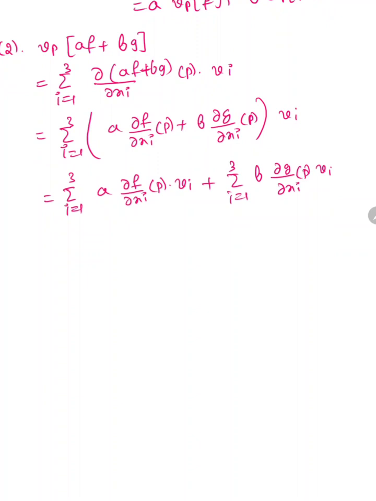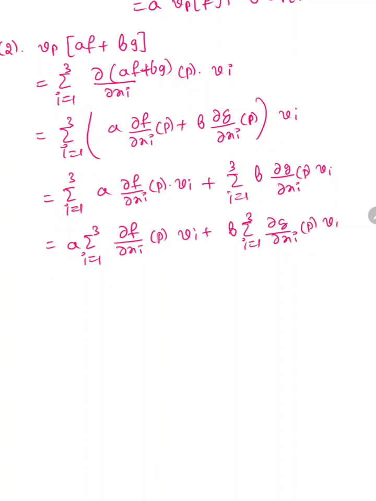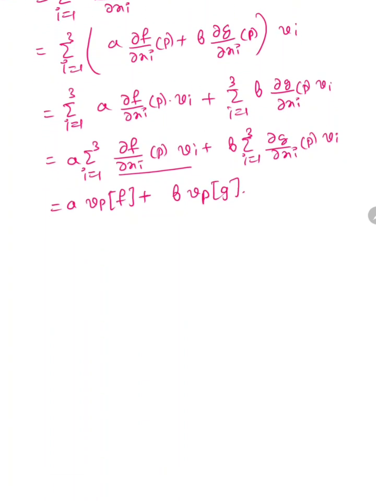As A and B are free from the enumeration i, I can take them out: A times the summation i equal to 1 to 3 of dou f by dou xi at the point p into Vi, plus B times the summation i equal to 1 to 3 of dou g by dou xi at the point p into Vi. So using the definition of directional derivative in terms of partial derivatives, this can be written as Vp of f and this can be written as Vp of g. So this is how this property can be proved.